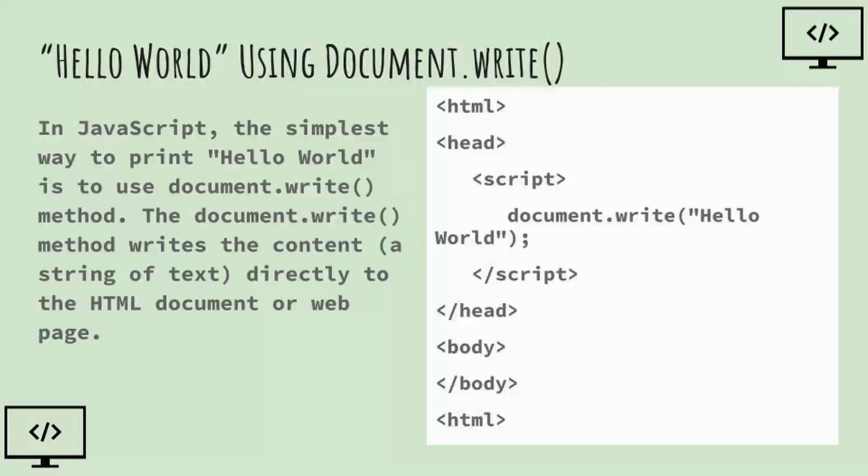So let's start with our first program of Hello World by using document.write method. First and foremost, it is important to understand what the document.write method is and what it does. The document.write method is the simplest way to print any string, that is a text, on an HTML document or a web page. It accepts one argument, that is a string that we want to display on a web page. The code is written on the right side of the screen.